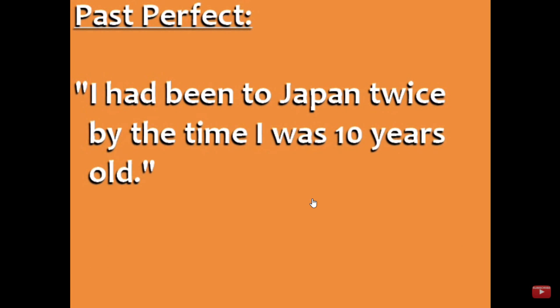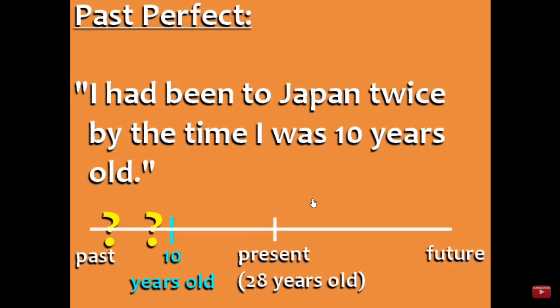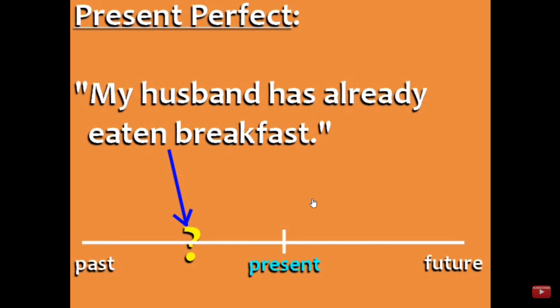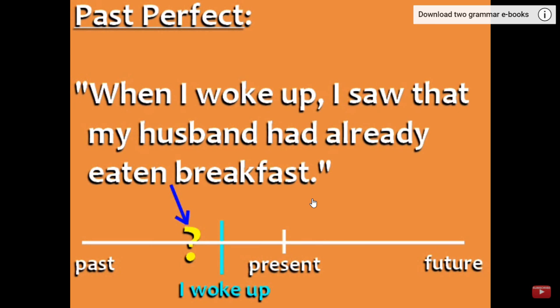Past perfect. I had been to Japan twice by the time I was 10 years old. In this case, our reference point is in the past. I am 28 years old in the present, and in the past I was 10 years old. The 2 trips to Japan happened before I was 10 years old, before the reference point in the past. Here's another example. My husband has already eaten breakfast. It means that he has eaten breakfast sometime in the past, before the present moment, which is our reference point. Now look at an example in the past perfect.